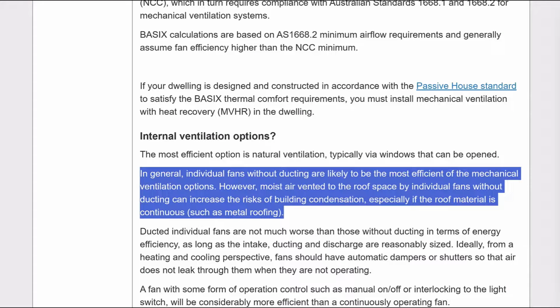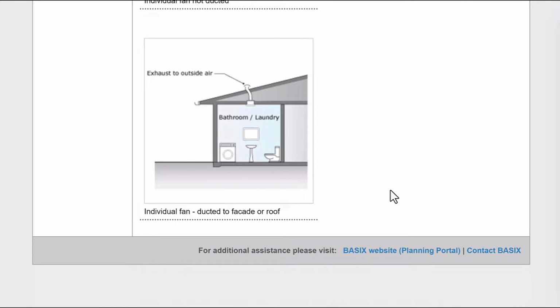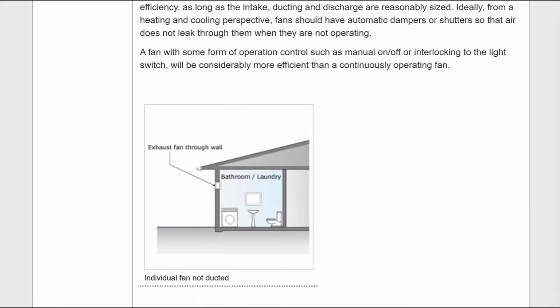So now that we're into the new BASIX age, we now have to vent all bathrooms through a duct which expels air out of the roof and not into the roof cavity. We will see how this actually works out and whether we have to retrofit a lot of the old roofs that have insufficient ventilation systems for bathrooms.